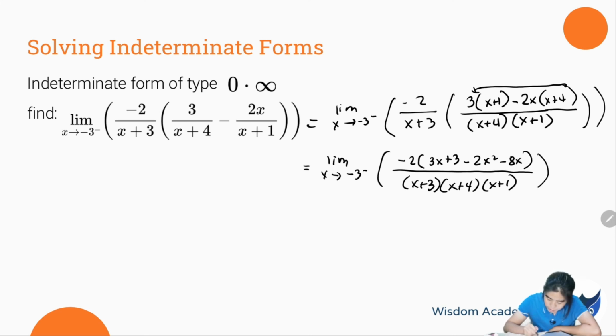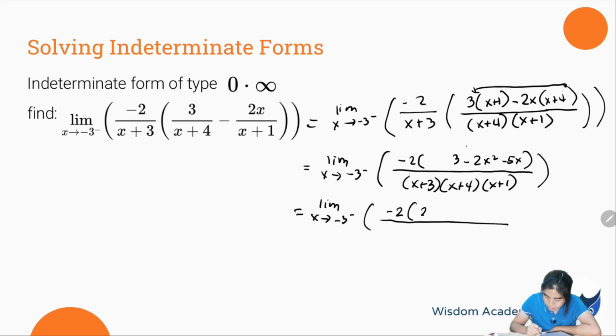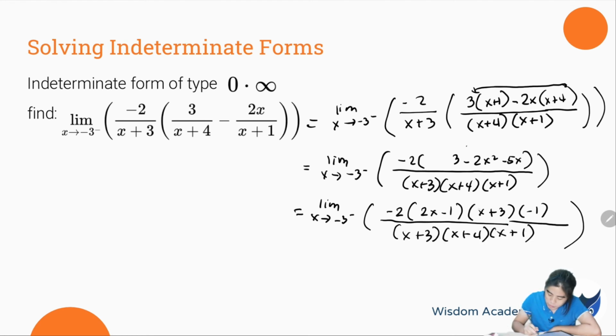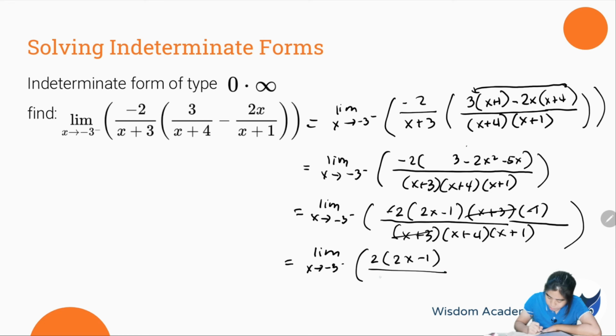So, combining 3x and negative 8x, we can get negative 5x. And now, factoring out the numerator, dito pwede natin i-cancel si x plus 3, and negative sign dito, pwede natin i-cancel, giving us limit as x approaches negative 3 from the left, 2 times 2x minus 1 all over x plus 4 times x plus 1.